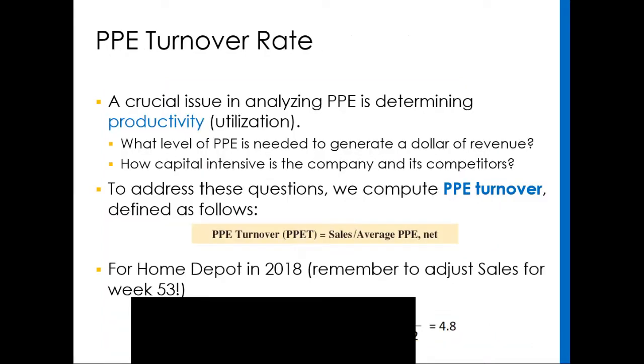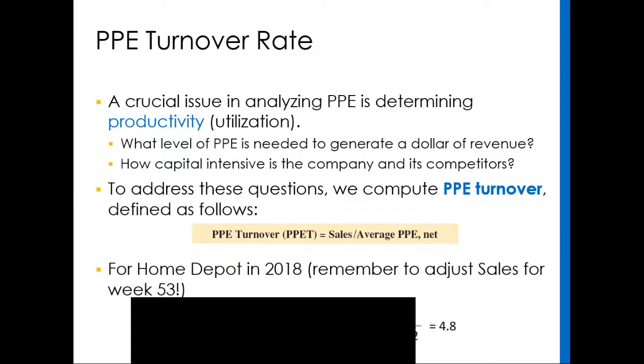So what's the PPE, property, plant, and equipment turnover rate about? Well, it's a productivity or utilization ratio. What level of PPE is needed to generate $1 of revenue? That's the ratio we're now analyzing. And how capital intensive is the company and its competitors? I've said it before, but the PPE turnover ratio means nothing alone. It means something when you compare it to yourself in prior years, intra-company, or against other companies in the industry, inter-company, between companies.